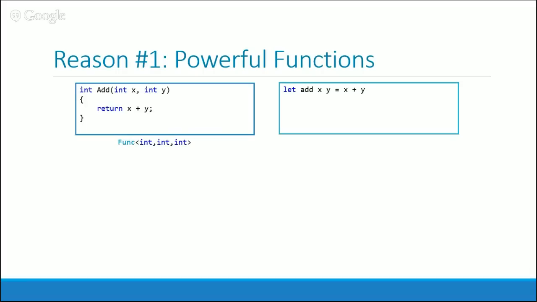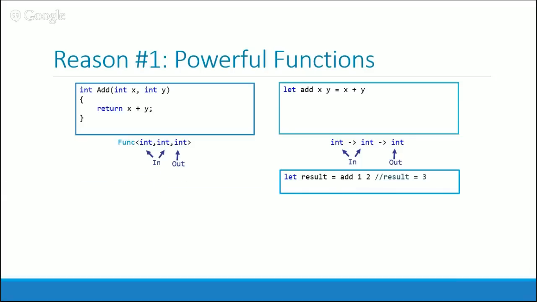The type of the method in C# would look like that. It's a Func that will have 3 integers, where the first 2 are the input and the last one is the result of that method. Well, the type of that function in F# will also have 3 integers, and also the first 2 are going to be the input, and the last one is going to be the result. To call a function in F#, you just put the name of the function and add parameters next to it using spaces, and you will get the result in that way.